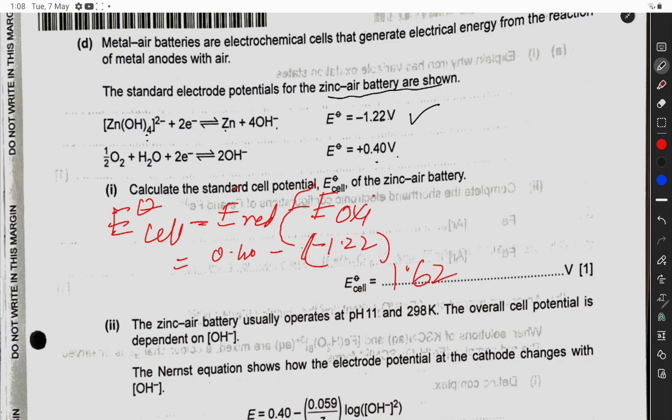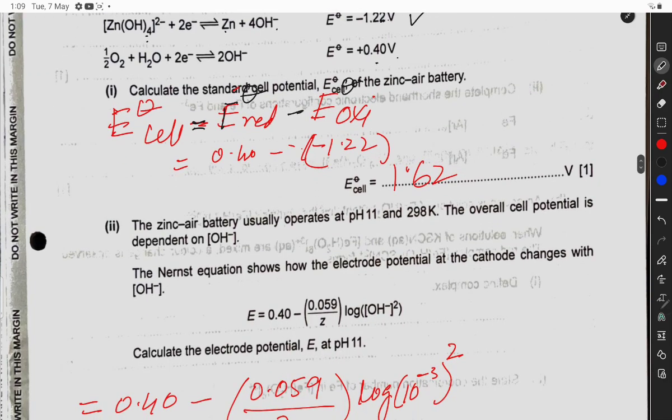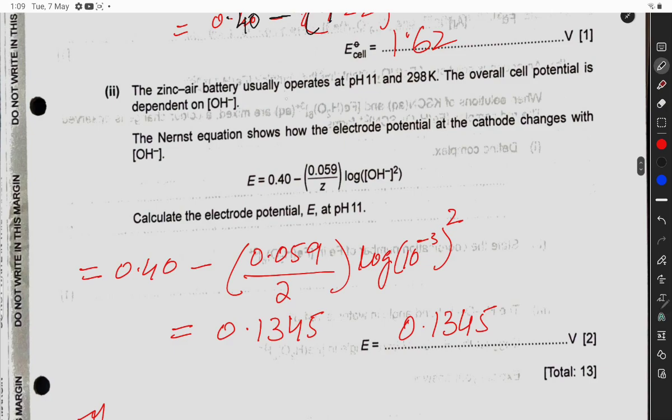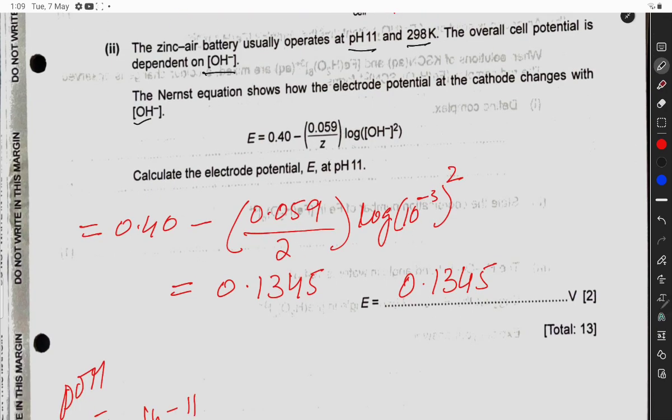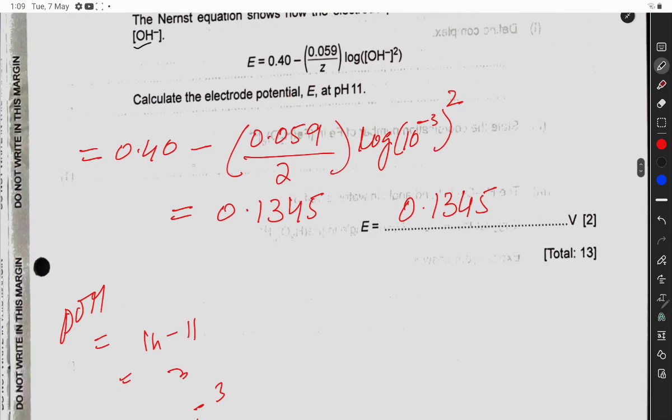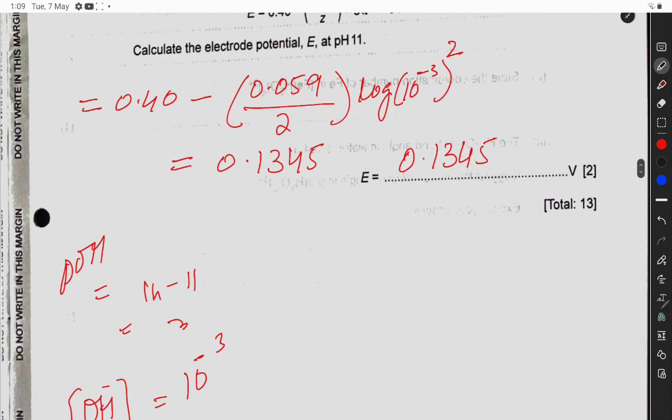So E cell is equal to E reduced minus E oxidized. So this is equal to 0.40 minus minus 1.22, which is equal to 1.62 volt. The zinc air batteries usually operate at pH 11 and 298 Kelvin. The overall cell potential is dependent on OH negative. The Nernst equation shows how the electrode potential at the cathode changes with OH negative: 0.40 minus 0.059 over Z log OH minus twice. So we know that pH is 14.